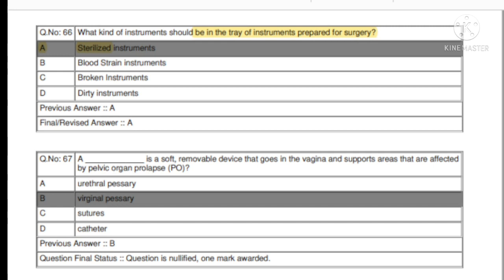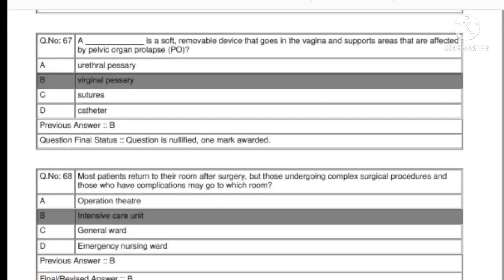Question number 66. What kind of instruments should be in the tray of instruments prepared for surgery? A. Sterilized instruments. B. Blood stained instruments. C. Broken instruments. D. Dirty instruments. Its answer is obviously A. Sterilized instruments.